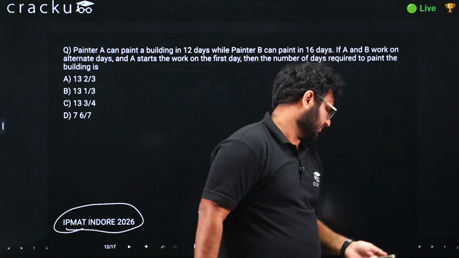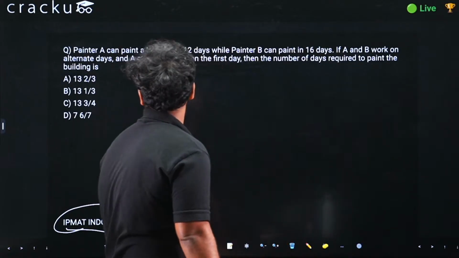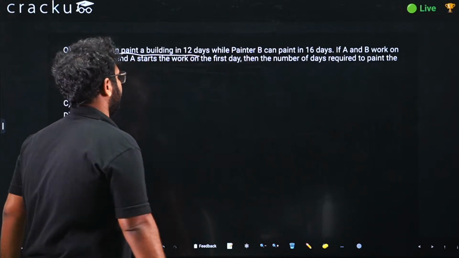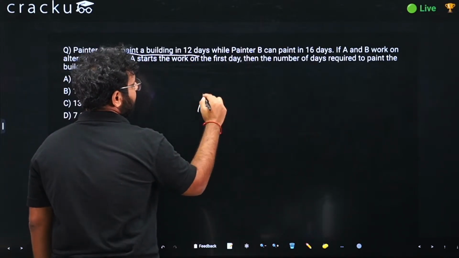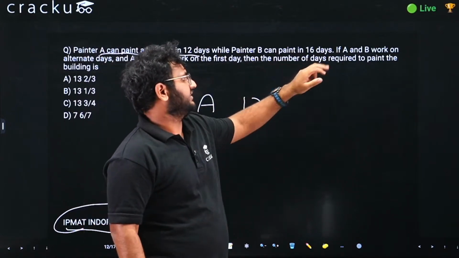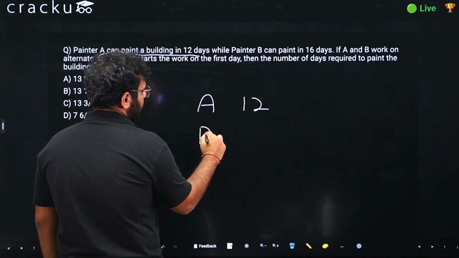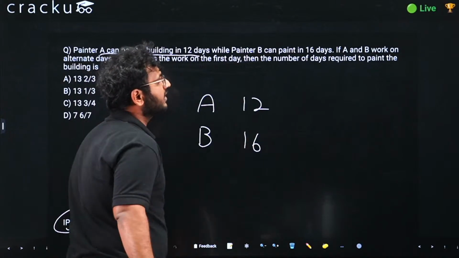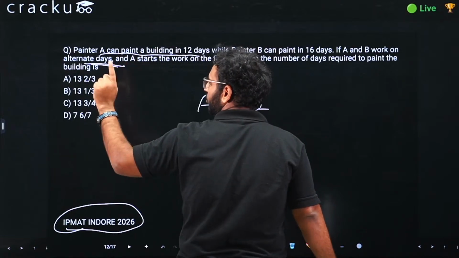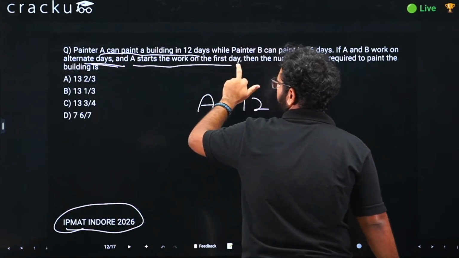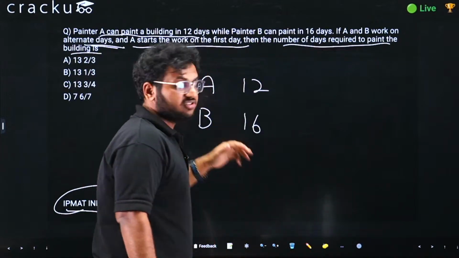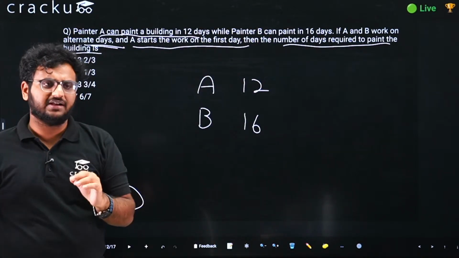Now let's solve this question. The question says, painter A can paint a building in 12 days. Painter B can paint it in 16 days. If A and B work on alternate days, and A starts the work on the first day, then the number of days required to paint the building is... So this is a different type of question. Now let us solve.